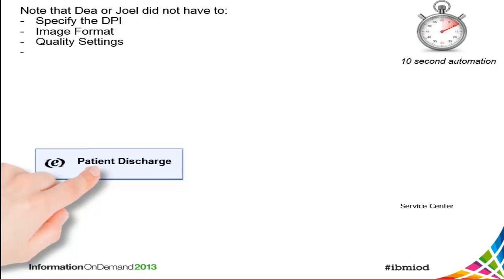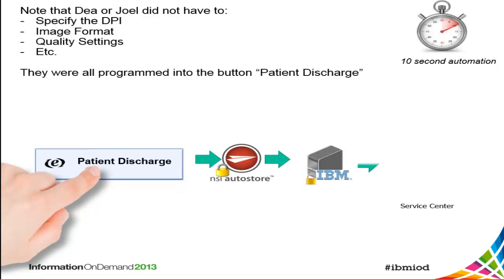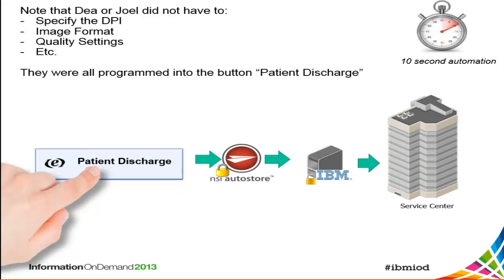One of the things that was very easy, especially for Dee, was not having to learn the complexities of the scanning process. She did not have to understand DPI settings, black and white or color. She just had to press that patient discharge button. In the case of Joel, he just had to take a picture of the patient's barcode. It automatically looked up the patient. He got their signature with a stylus or a fingertip on the tablet. Both those workflows fed into an IBM solution set.